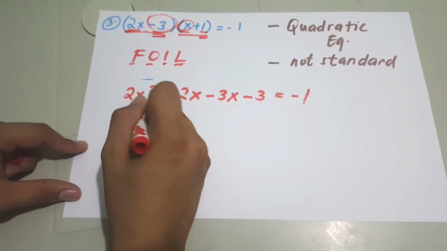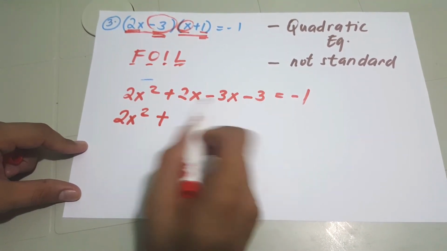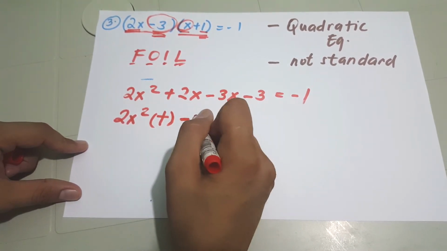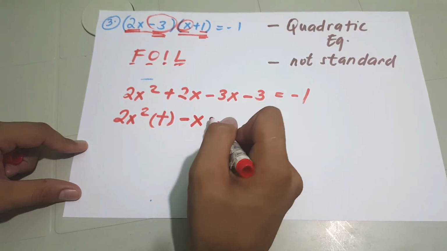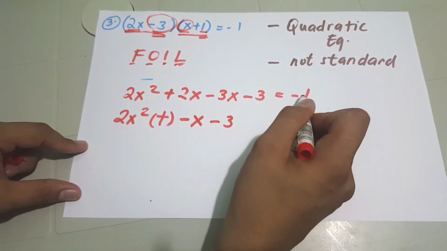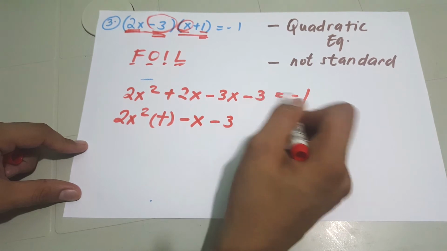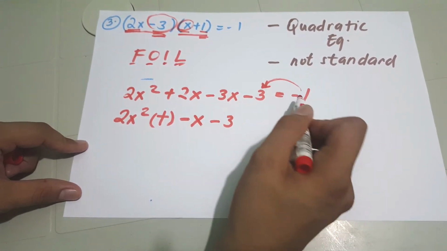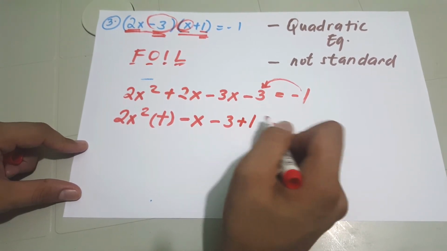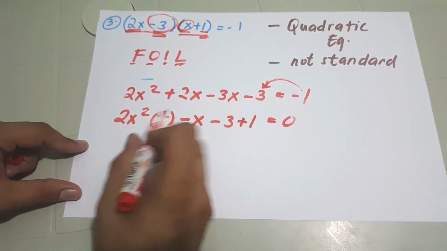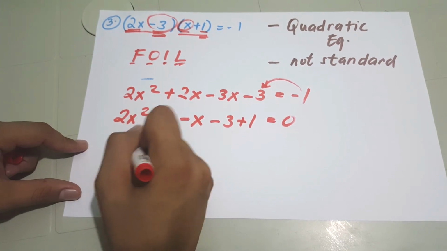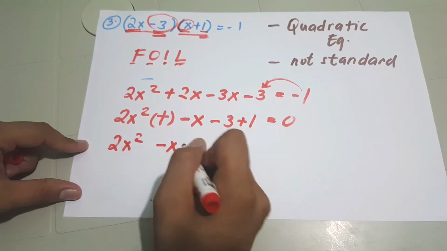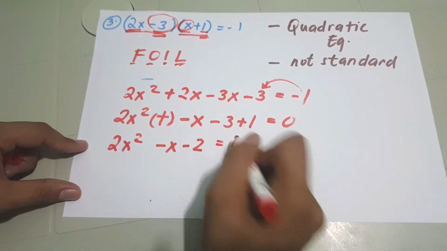So, 2x squared plus, okay, 2x minus 3x, that's negative x. Tapos, negative 3, lipat mo si 1. Yung negative 1, pag transpose mo yung sign niya, pag lumaktaw sa equal sign, magiging plus yan. Equate mo siya sa 0. And then, ayusin natin. 2x squared minus x, negative 3 plus 1, that's negative 2, is equals to 0.